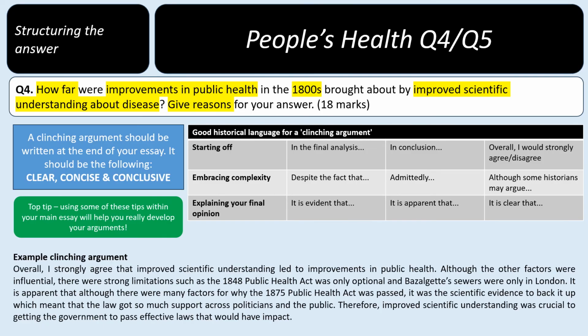Overall, I strongly agree that improved scientific understanding led to improvements in public health. Although the other factors were influential, there were strong limitations, such as the 1848 Public Health Act was only optional, and Bazalgette's sewers were only in London. It is apparent that although there were many factors for why the 1875 Public Health Act was passed, it was the scientific evidence to back it up, which meant that the law got so much support across politicians and the public. Therefore, improved scientific understanding was crucial to getting the government to pass effective laws that would have impact.